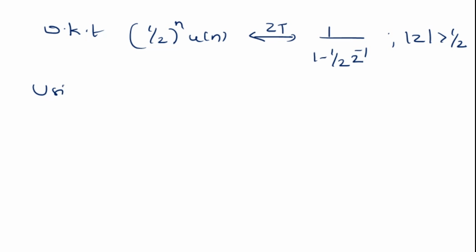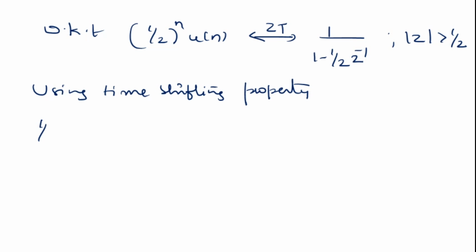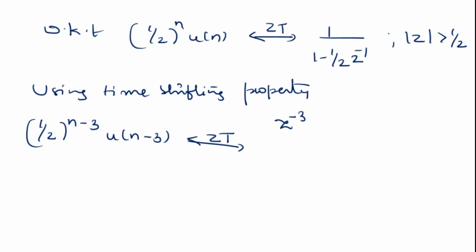Then using time shifting property, half to the power n minus 3 into u of n minus 3, if you take z transform, we get z to the power minus 3 divided by 1 minus half z inverse, with mod z is greater than half.